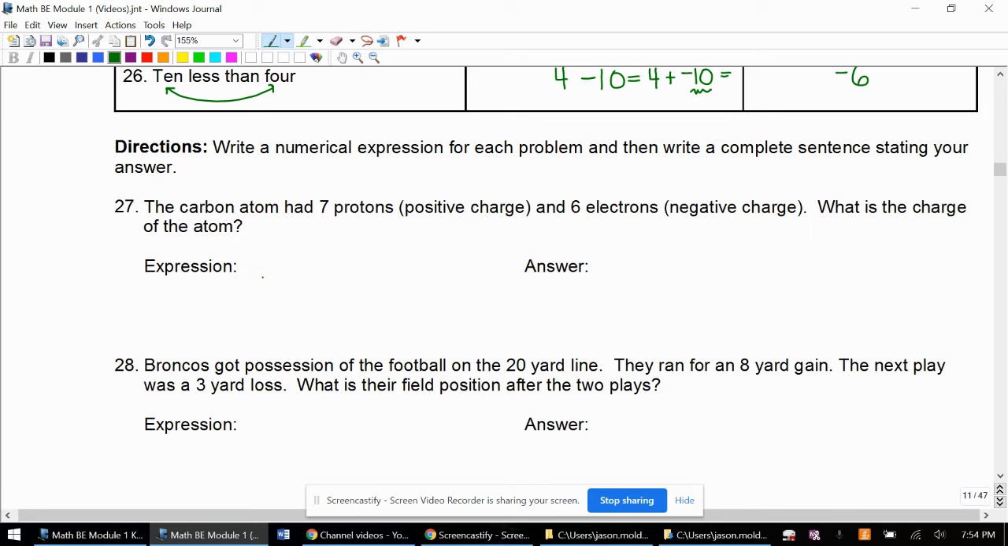So an expression would be, we're going to have a number. It's either going to be plus or minus and another number. So if we have 7 and we have negative 6, we want to find what is the total, which means we want to add these. And so our expression is just this. That's it. Might even highlight or box that. Underneath or to the side, we will definitely simplify this. 7's more dominant. It's going to be 1, and we'll write an answer. The charge of the atom is positive 1.